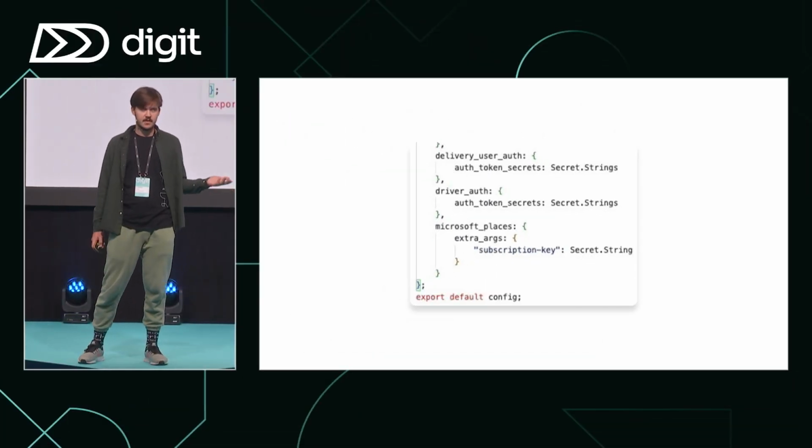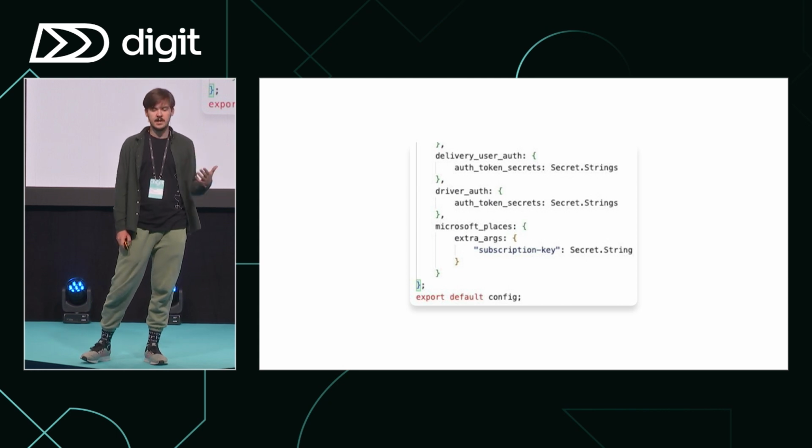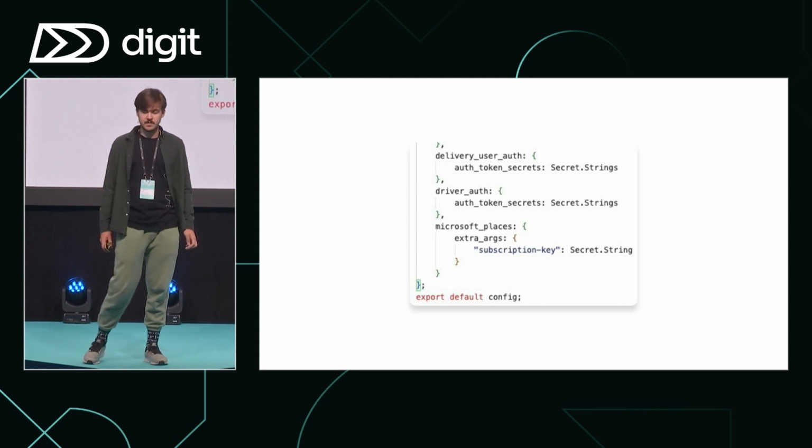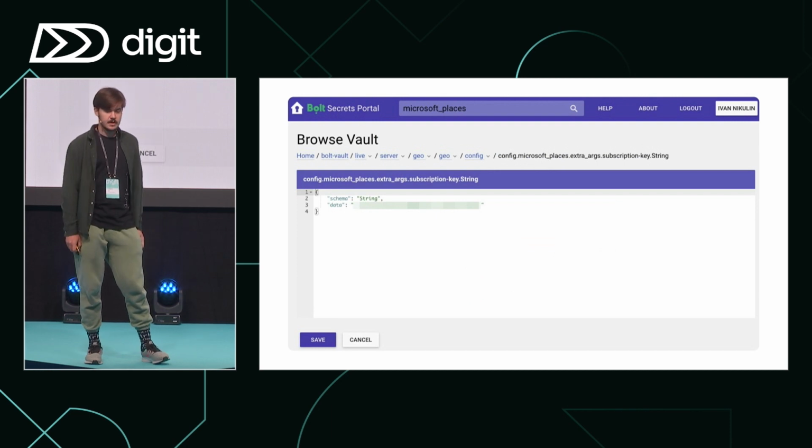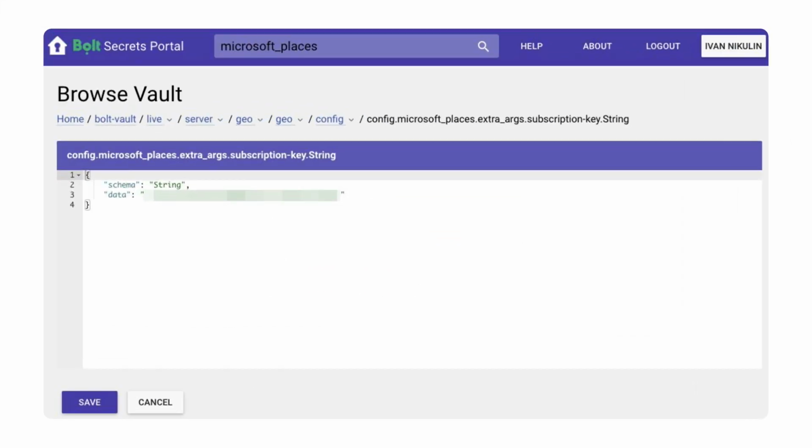And once you define placeholder in the code, you also need to put the value somewhere. And for that, we have built lightweight frontend on top of S3. And for the last example, for the subscription key, it would look something like this. So this would be the UI. It is called Secrets Portal, super secretish.